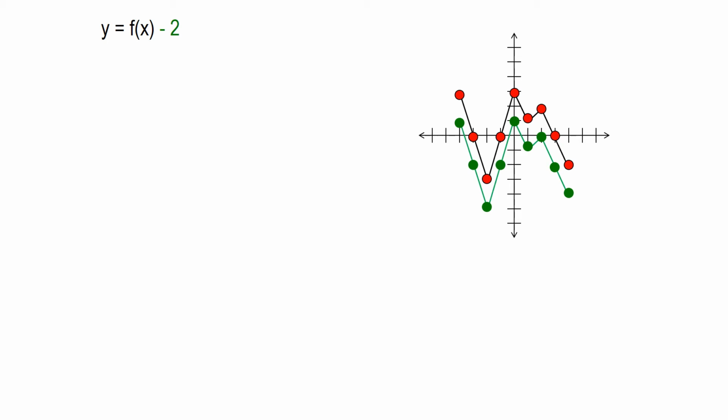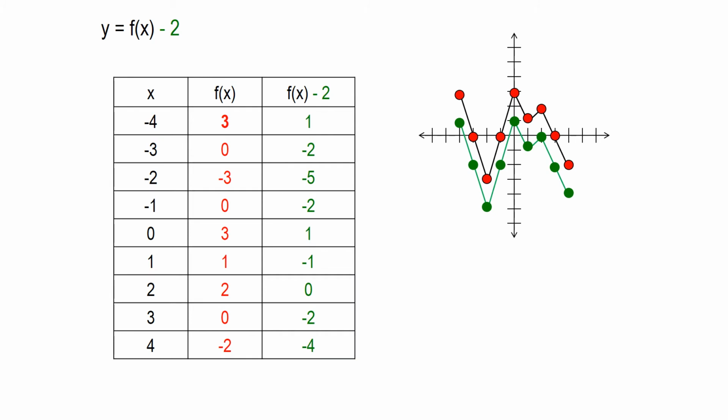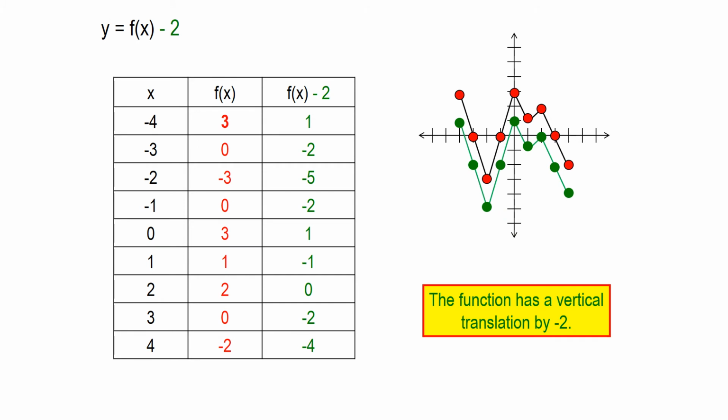So how would I describe this transformation? The function has a vertical translation by -2. So if you need to check the table to understand what happened, notice here that I decreased all of the f of x values by 2 based on my rule. As you're moving through the video, if you have any questions, be sure to write them down. Also, I would suggest graphing your transformed graph in a different color, just so that it stands out more.